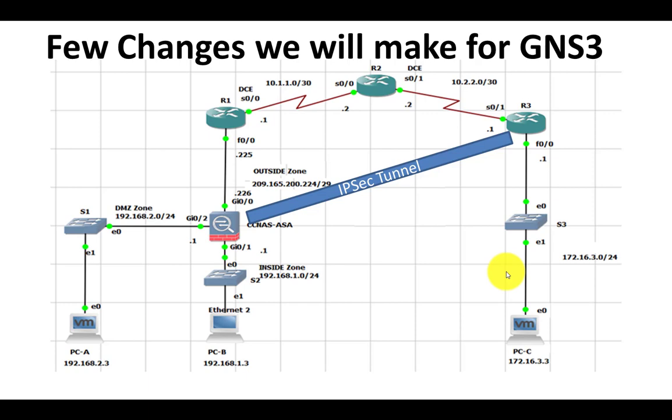And one major difference we are going to see is the ASA. The original lab is based on the 5505 ASA, but in GNS3 we are going to use a virtual ASA. So we will be using virtual ASA to implement our lab. So the lab will have the outside zone through the G00 interface, and it will have the DMZ zone through the G02 interface, the inside zone through the G01 interface. So these are the labels we are going to use.